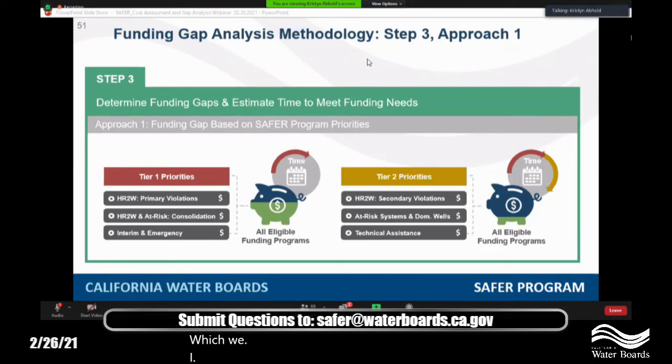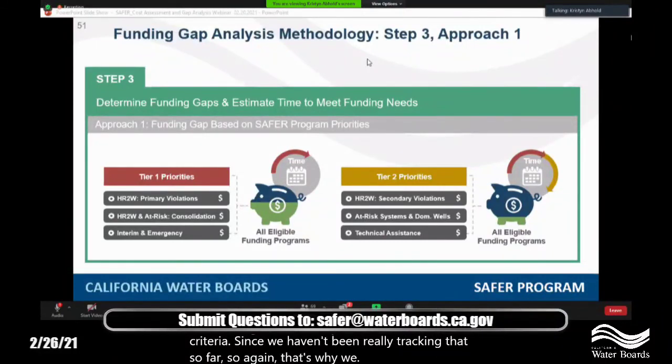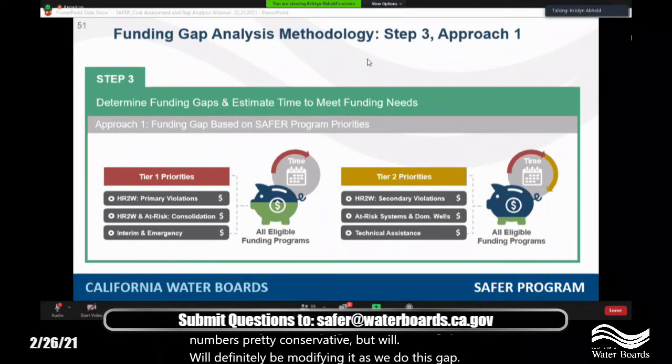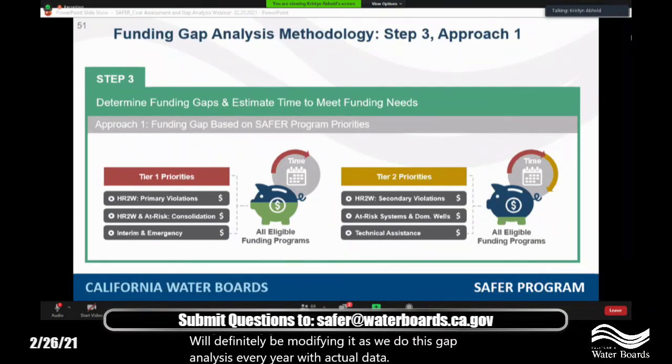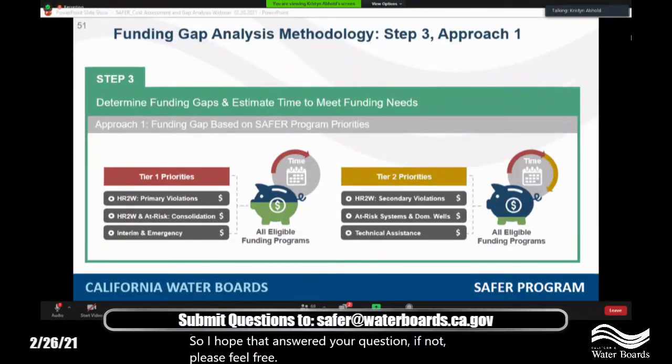It's difficult for us to say how many new systems annually may be captured with that new criteria, since we haven't really been tracking that so far. So again, that's why we think that 47 number is pretty conservative, but we'll definitely be modifying it as we do this gap analysis every year with actual data. So I hope that answered your question. If not, please feel free to provide another question in the question box.